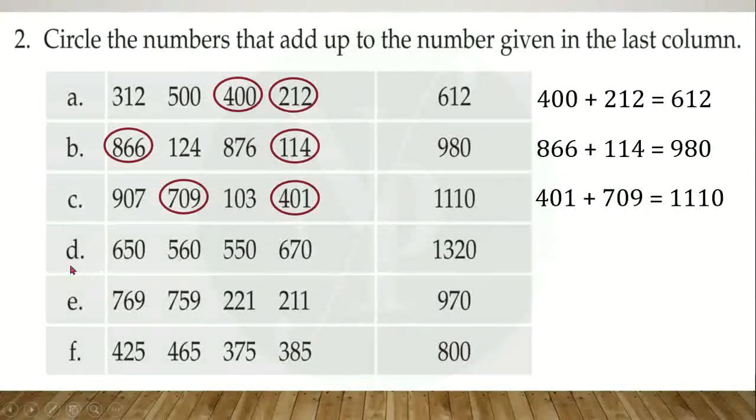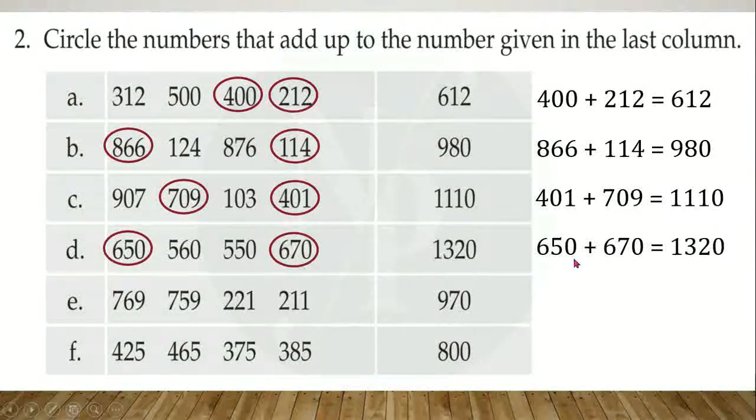Coming to D, if you add 650 and 670, the sum will be equal to 1320. That is 650 plus 670 is equal to 1320. You may verify this addition.